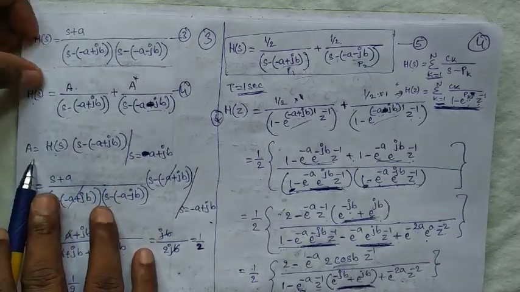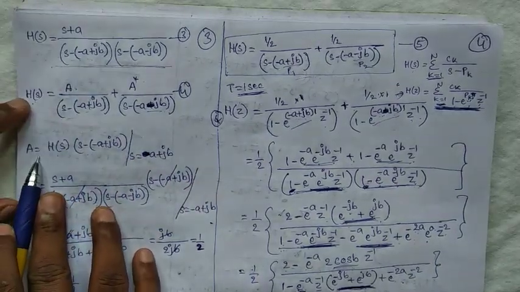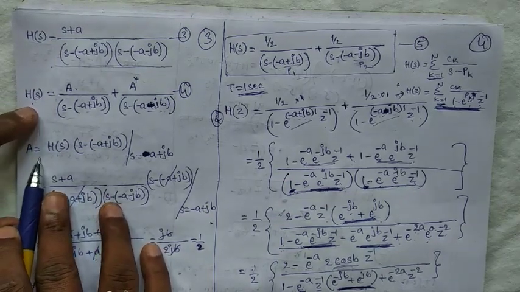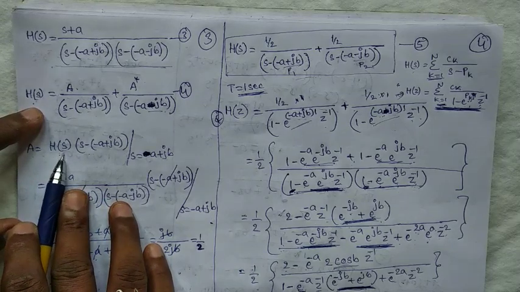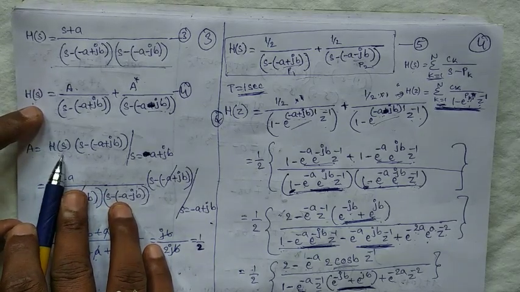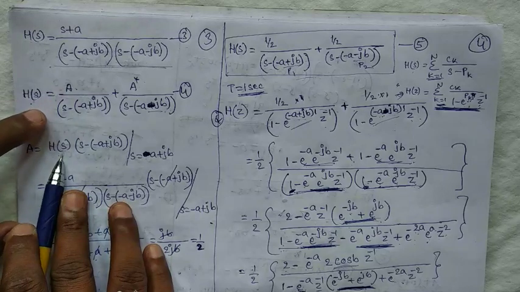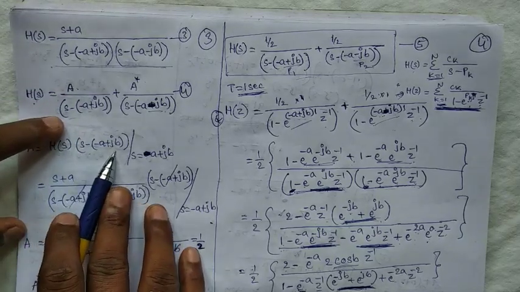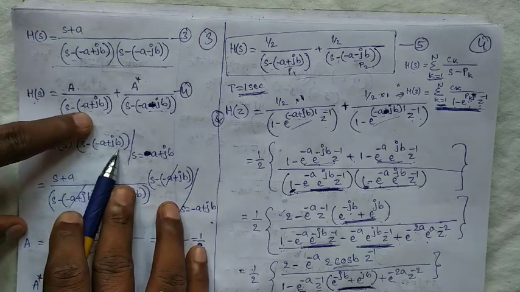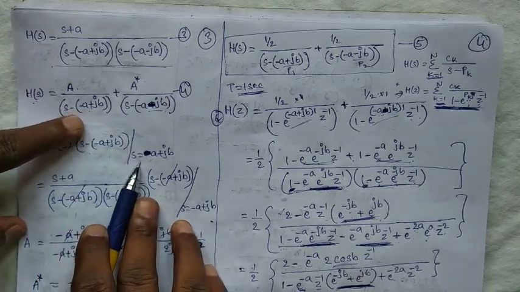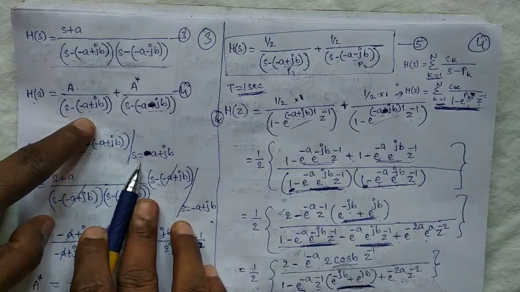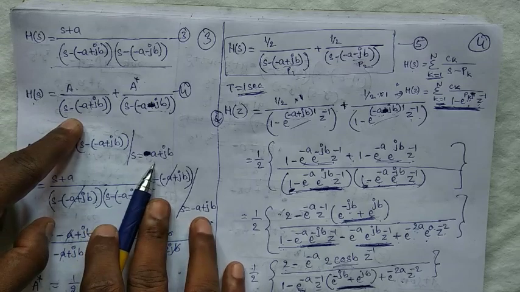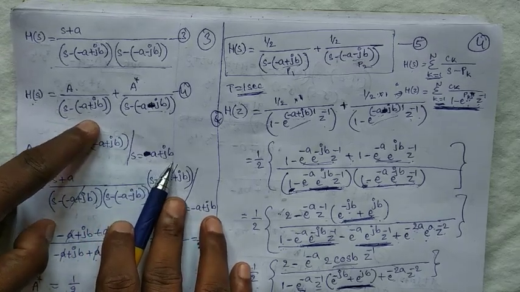This A value is calculated as A is equal to H of s into the denominator of A, that is s minus of minus a plus jb, for the denominator equal to 0. Means the s value is what? For that, s is equal to minus a plus jb.